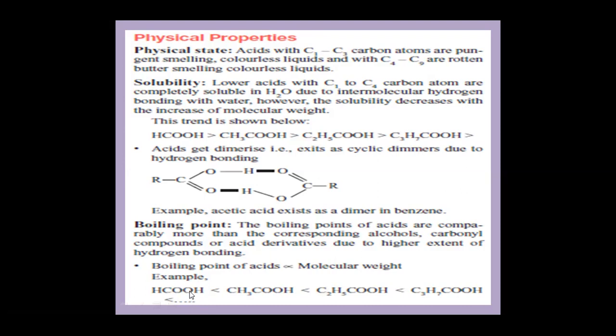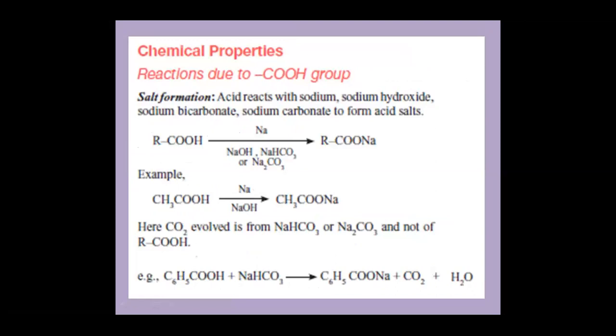Take the example of formic acid, acetic acid, propanoic acid, butanoic acid. As we move from formic acid to butanoic acid, the molecular mass or molecular weight increases. As the molecular weight increases, the boiling point also increases.